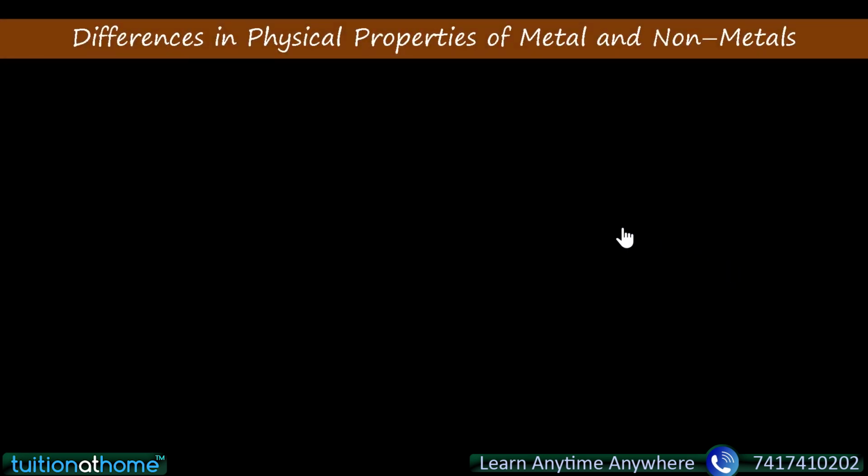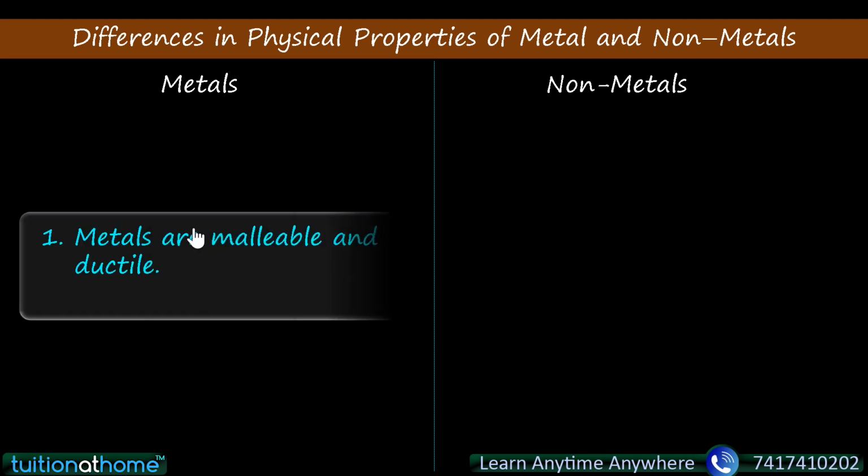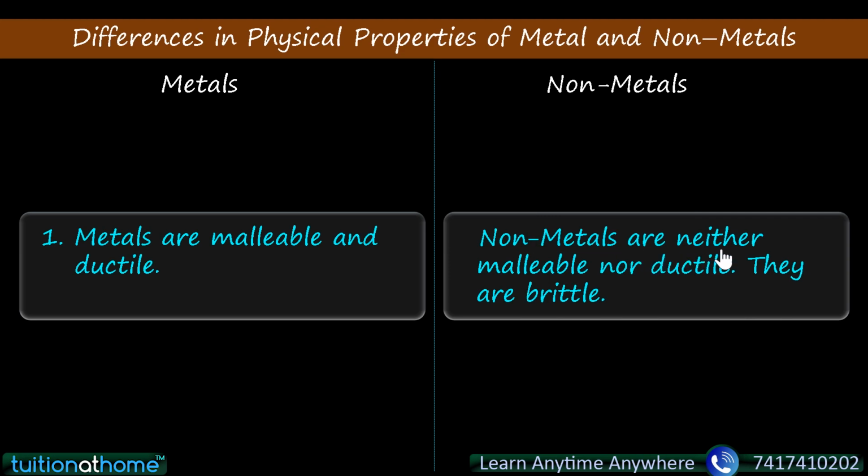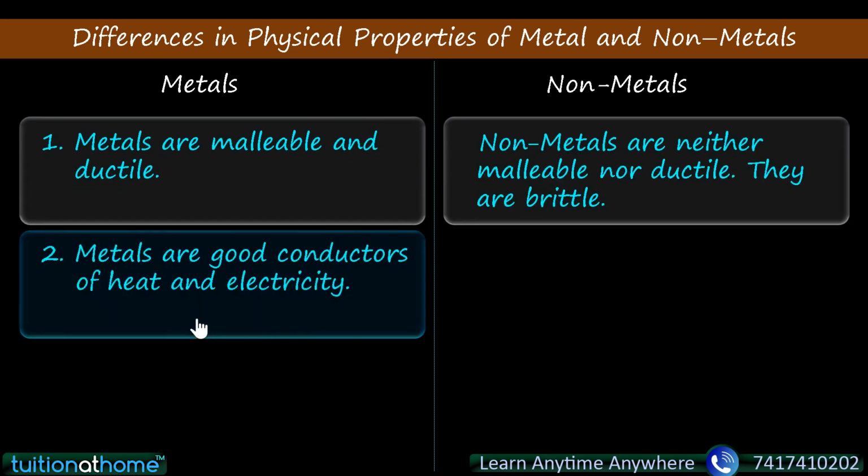To begin with, metals and non-metals can be differentiated by their first physical property: metals are malleable and ductile. We have learned that metals are malleable and ductile. They can be converted into thin sheets and wires. Non-metals are neither malleable nor ductile. They are rather brittle, so if you try to hammer them, they will simply break into pieces. Easy?